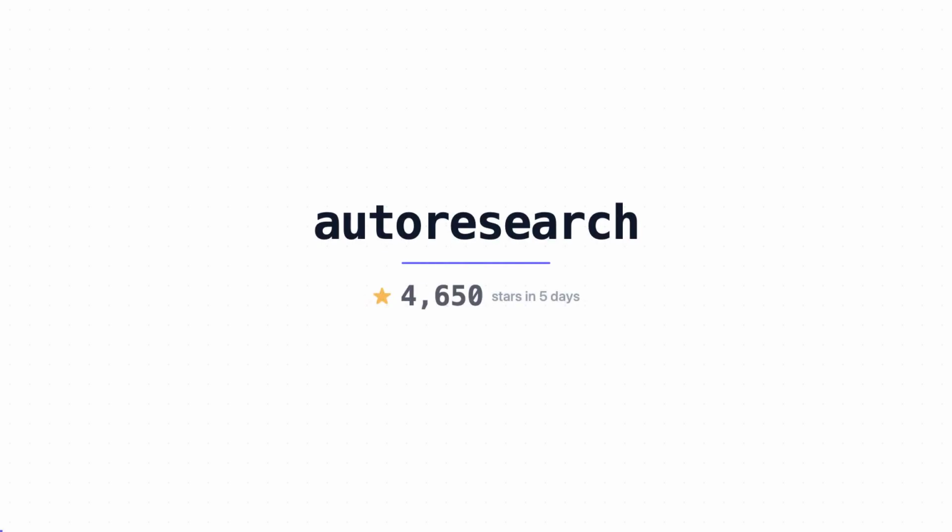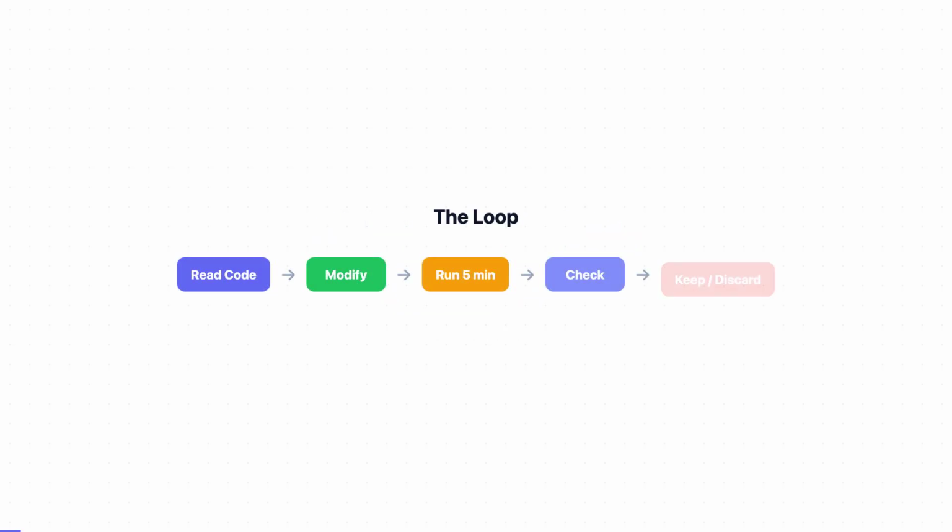Andrej Karpathy just released a project that lets AI agents run machine learning research completely on their own. You go to sleep, the agent runs 100 experiments overnight on a single GPU, and you wake up to a better model. Not hyperparameter tuning, not grid search. The agent actually reads the training code, modifies the model architecture, changes the optimizer, runs the experiment, checks if it improved, and decides whether to keep the change or throw it away.